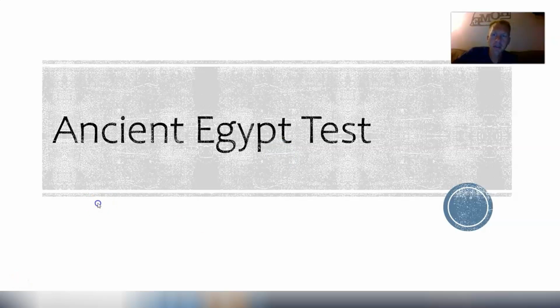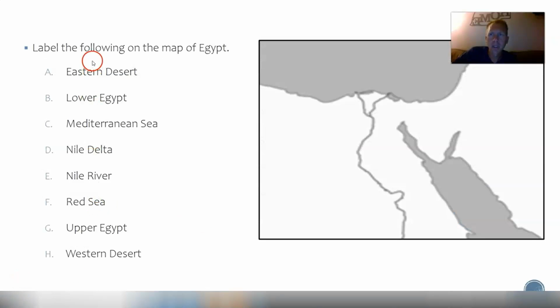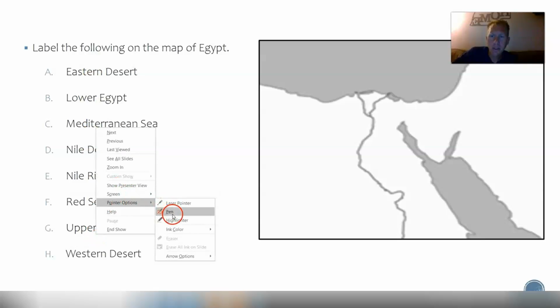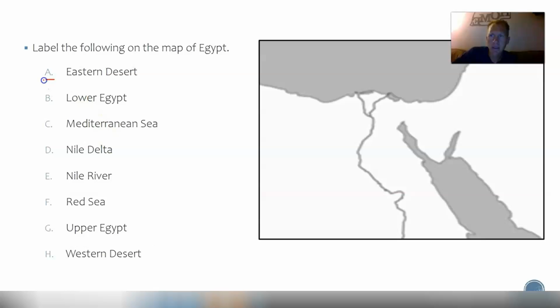Welcome. To help you prepare for the ancient Egypt test, I'm going to go over some of the information for the map for you. So these are different things you're going to have to label, and I'm going to just kind of write these on there. I used letters, as you can see up here, to make it easier for me to write on the PowerPoint.